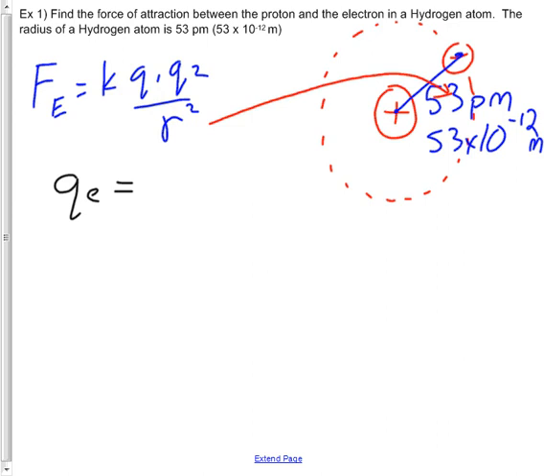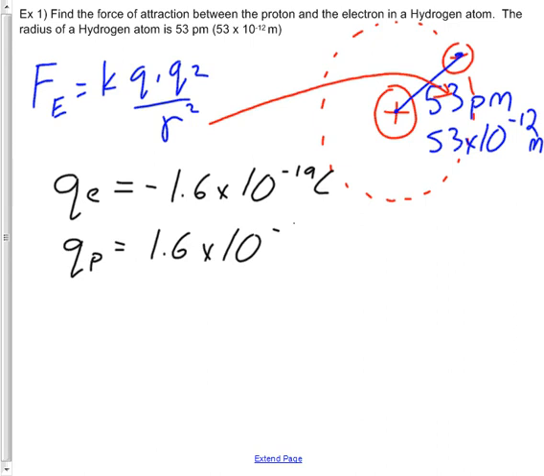So every electron again in the universe has the charge of the electron, that minus 1.6 by 10 to the minus 19 coulombs. And every proton in the universe has the charge of positive 1.6 by 10 to the minus 19 coulombs. And K again is that Coulomb constant, the constant of the universe. And so we're just going to plug it into this question.